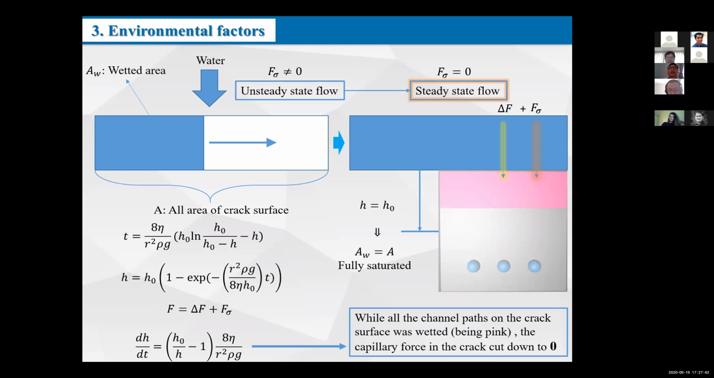And why? It means, well, in an unsaturated canal path, there will be capillary force to drag the water through, making the water head higher. And then, well, when all of the canal paths on the crack surface are being wetted, like this picture, the capillary force in the crack will be cut down to 0.